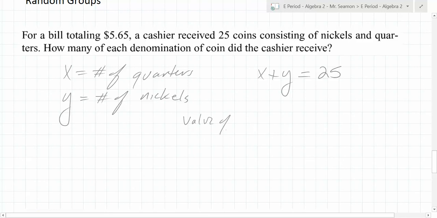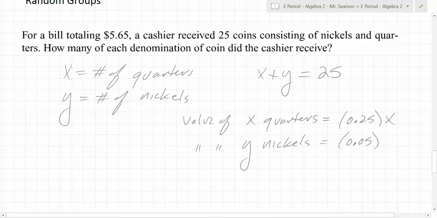What is the value of x quarters? 0.25 times what? Times x. We used x up here, you can use it. So what's the value of y nickels? 0.05 times y. Exactly. So what happens when you add together the values of quarters and the value of nickels?